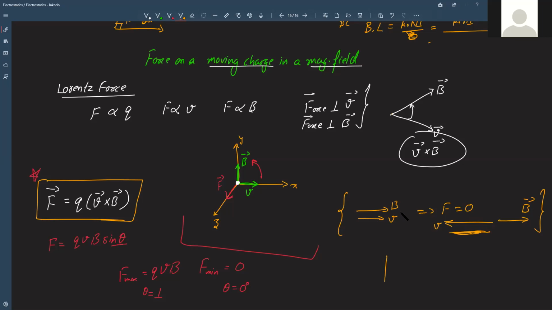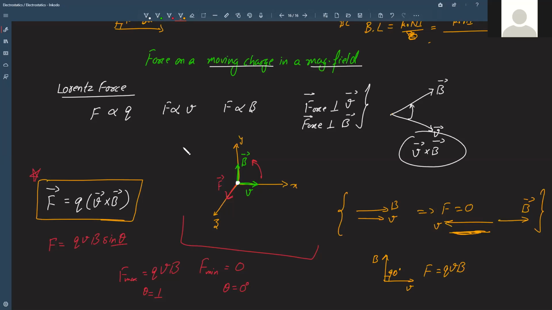And if it is like this, such that the angle between them is 90 degrees, in that case the force will be QVB. That is the maximum force, right? So that is the Lorentz force, or the force on a moving charge in a magnetic field.